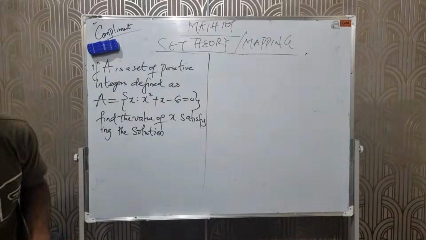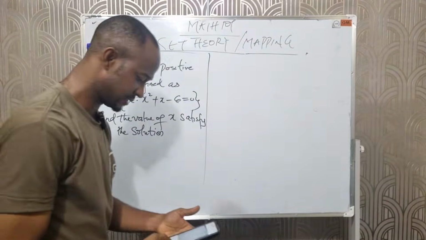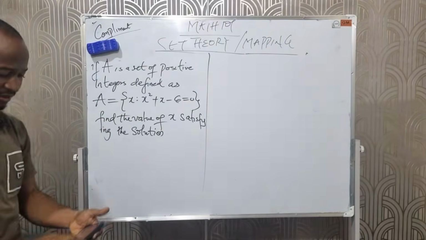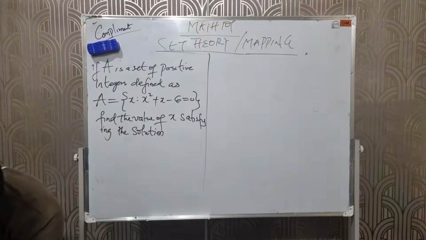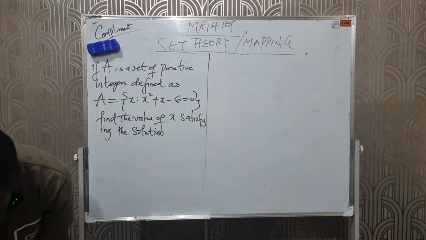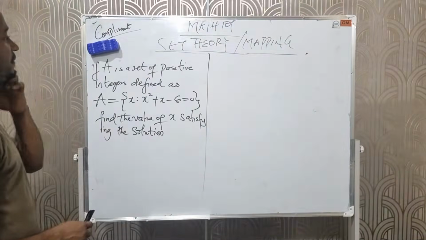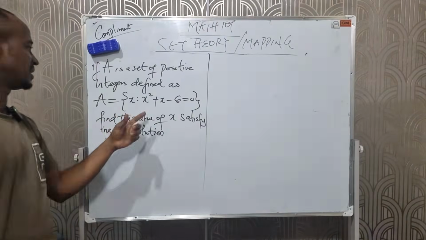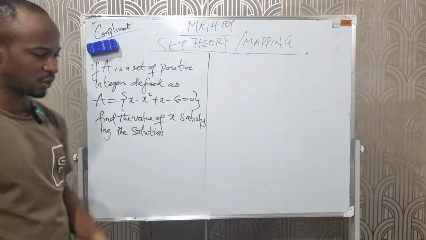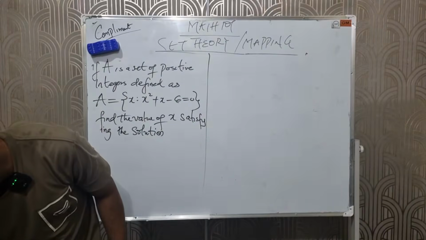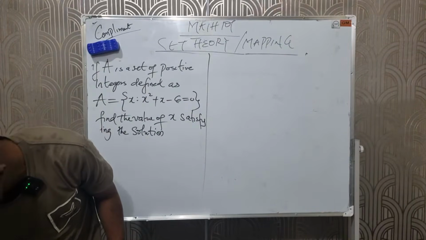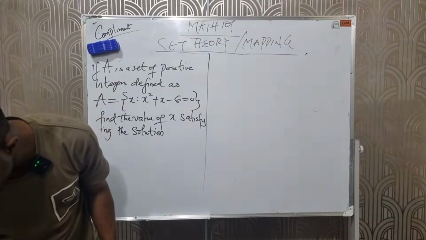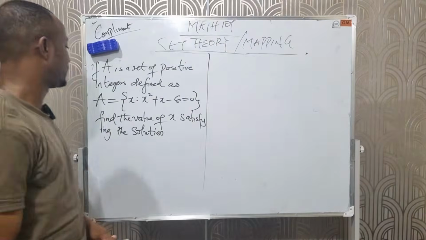Okay. Here we are given a question that says that if A is a set of all positive integers defined as A equals x such that x squared plus x minus 6 equals 0. Please, if you're online, indicate that you're online. If you are following, indicate that you are following.